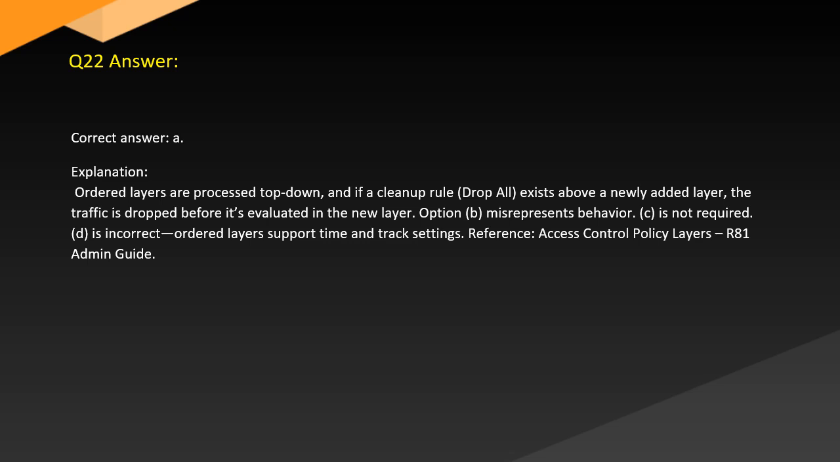Answer. Correct answer: A. Explanation: Ordered layers are processed top-down, and if a cleanup rule drop all exists above a newly added layer, the traffic is dropped before it's evaluated in the new layer. Option B misrepresents behavior. C is not required. D is incorrect. Ordered layers support time and track settings. Reference: Access Control Policy Layers, R81 guide.